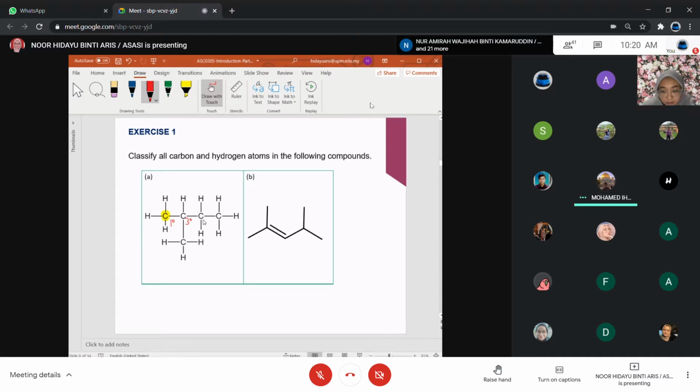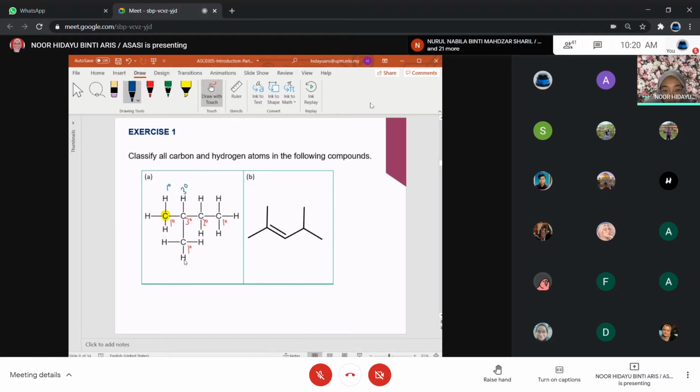Dua. Yang ni, satu. Last one, dua. Tengok betul-betul. Satu. Okay. Sekarang kita nak classify hydrogen. So yang ni, hydrogen ni, satu. This one, tiga.